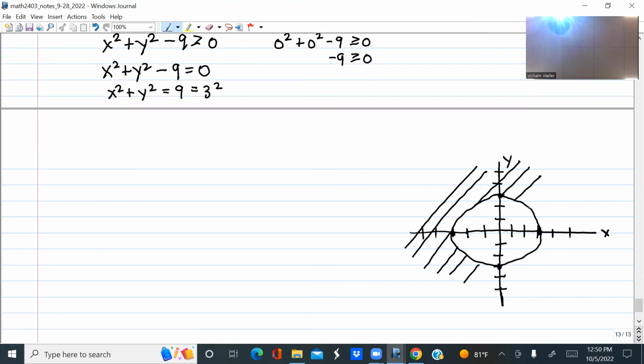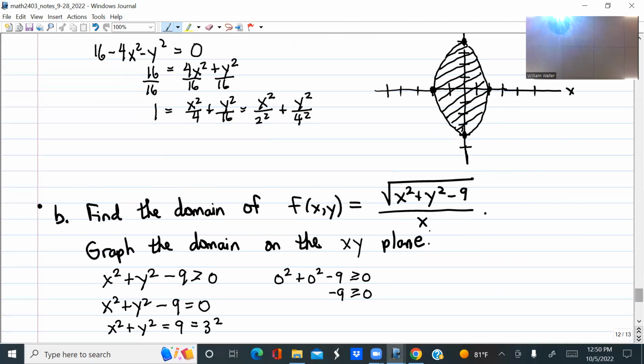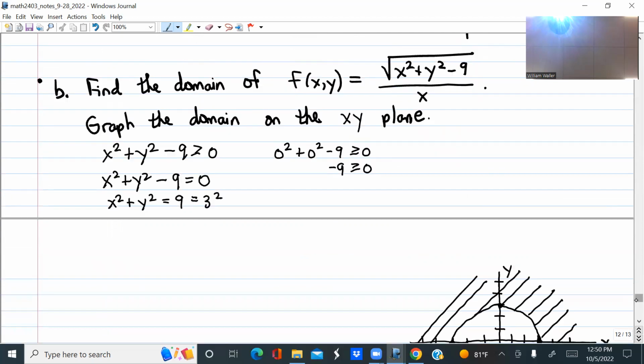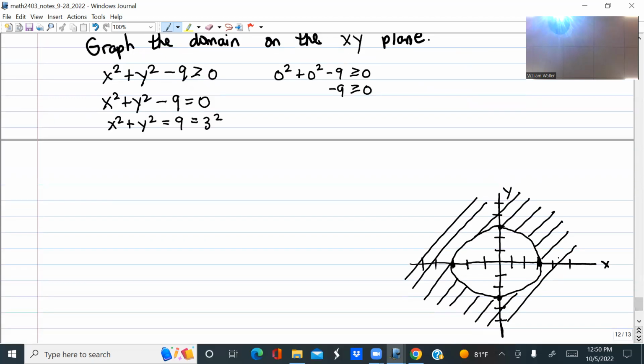So when you plot this surface in 3 dimensions, not the inequality, but the original function in 3 dimensions, it's only going to exist above or maybe below this portion of the xy plane. It's going to have a big hole in it right here.